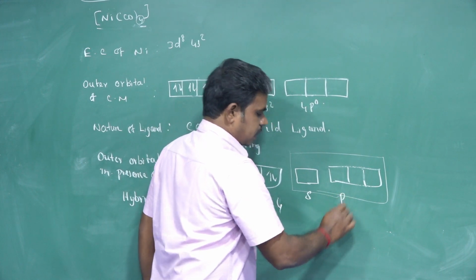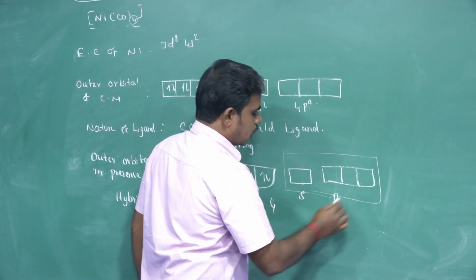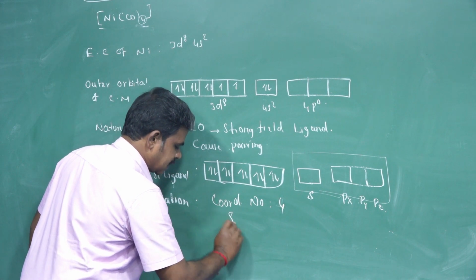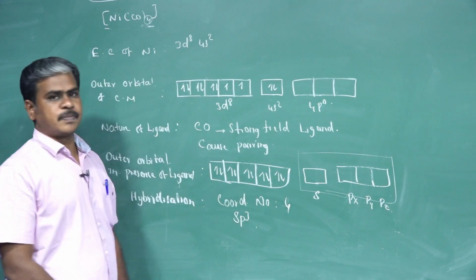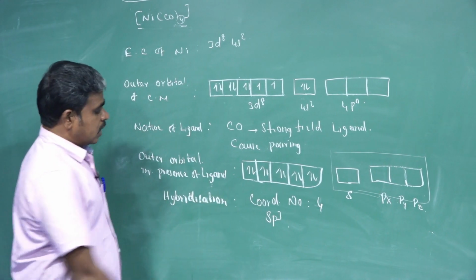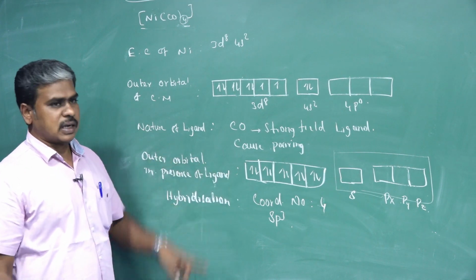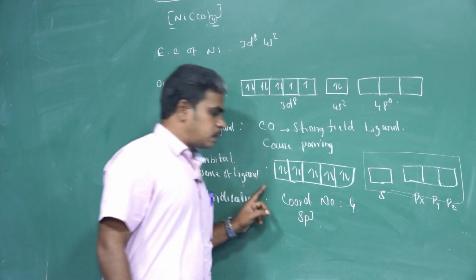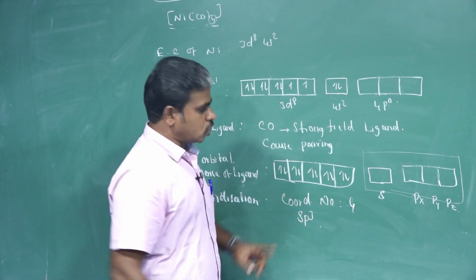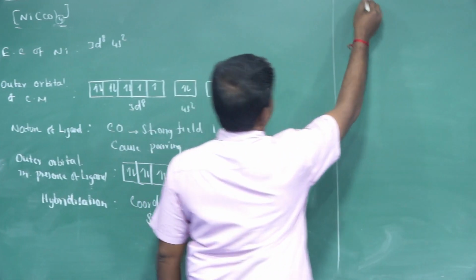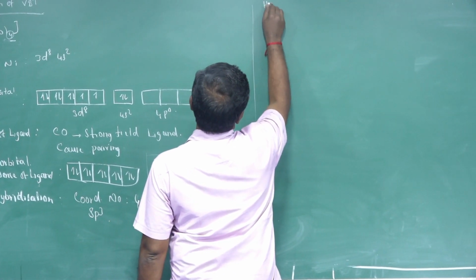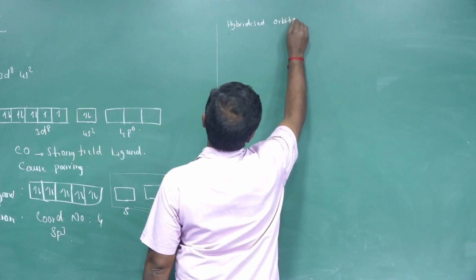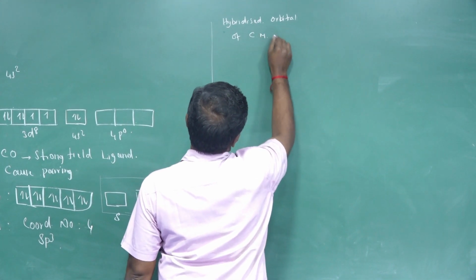It is s, and here the p orbitals: p1, p2 and p3, that is px, py and pz. So the hybridization is sp3 hybridization. This sp3 hybridized orbital of the central metal atom is filled with the ligand electrons. The lone pair of the ligand is filled into the sp3 hybridized orbitals. Next, the hybridized orbitals of the central metal atom.